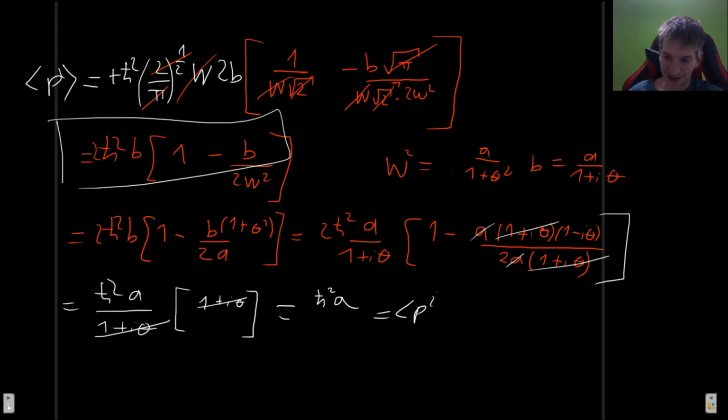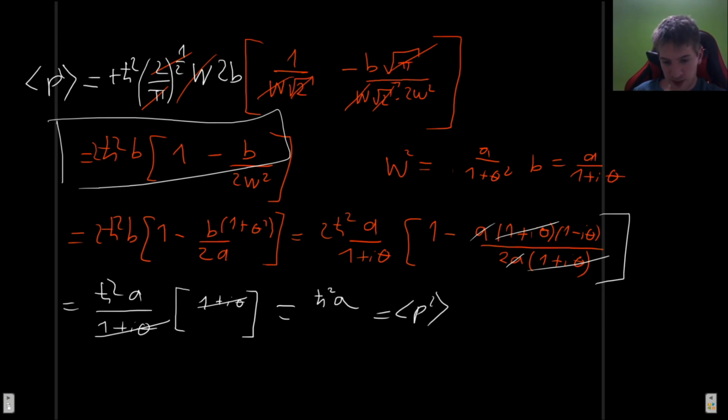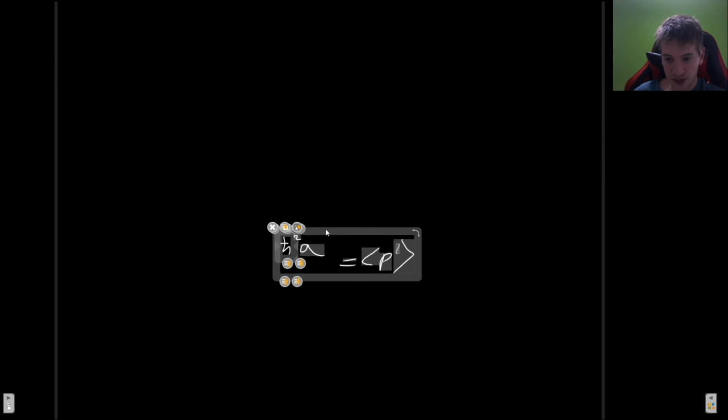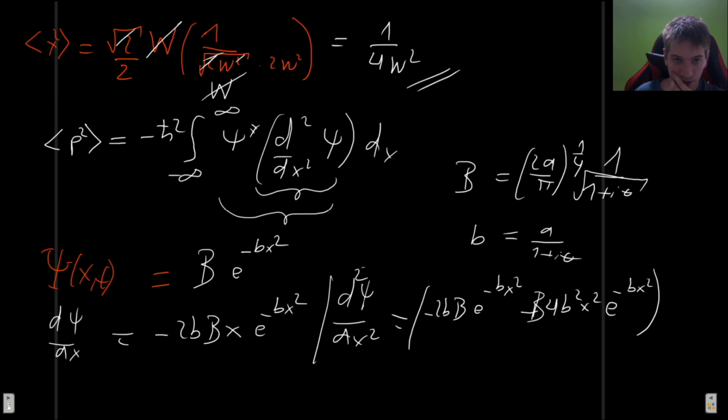So, well, now we finally found our results for the expectation values of p and x and p squared and x squared. So let us just pull them all here into the screen so we can begin using them. But where's the x squared? 1 divided by 4 w squared. Because x squared was 1 divided by 4 w squared.